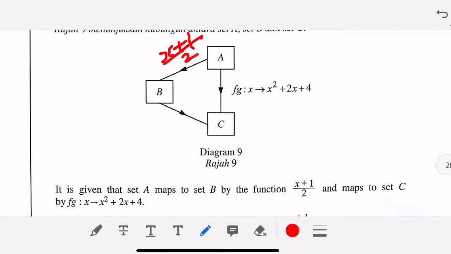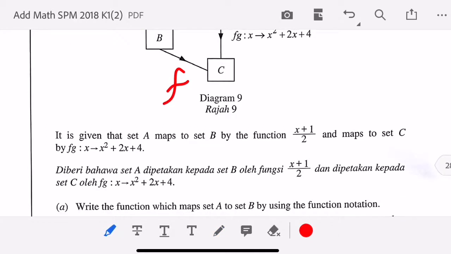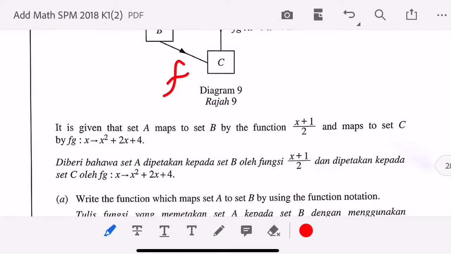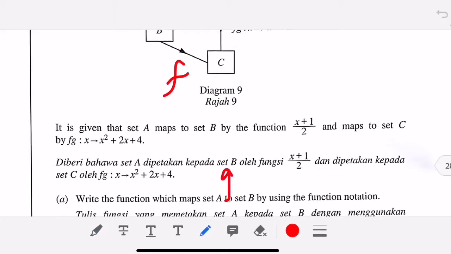So let's say the A to B, the function given is g(x). We write on the line that is g. And then the function that maps B to C is actually your f. Make sure you are clear. Then A directly to C will be fg(x). It's always the opposite.